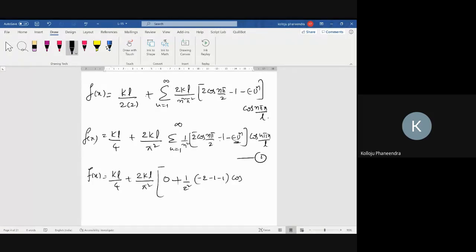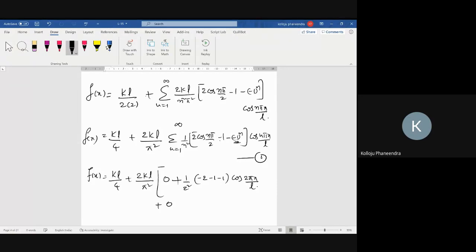This is what? Cos n equal to 2 means 2 pi x by L, cos 2 pi x by L. So what does this become finally? Okay, let me write one more term. N equal to 3 means again you will get 0. Next, n equal to 3, we are getting 0 now. Cos 3 pi by 2 is 0.